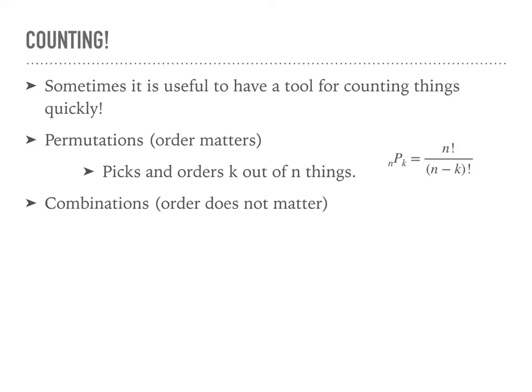Now combinations, this is where order does not matter. We pick k out of n things. We see our notation and formula off to the right here. We notice the only difference between this formula and our last one is the denominator has k factorial in it.